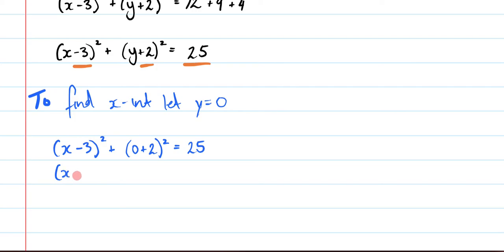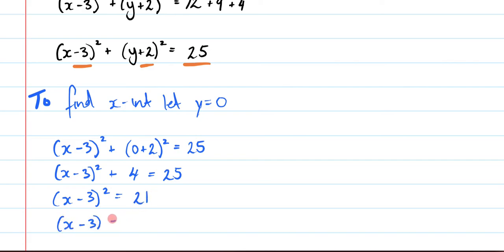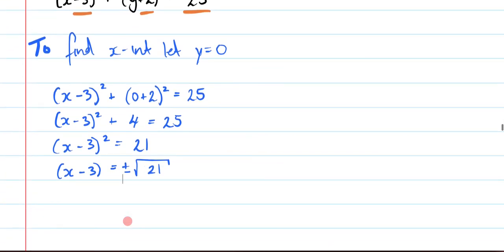I'm going to be left on this side the same. This will be 4, equals 25. I'm going to minus 4 from both sides to get 21. Then I'm going to square root both sides. This will be plus or minus. And then, oops, I can get rid of that. I'm going to be left with x equals 3 plus or minus the square root of 21. And that is what I'm going to get for my x. I then need to figure out what my y will be.